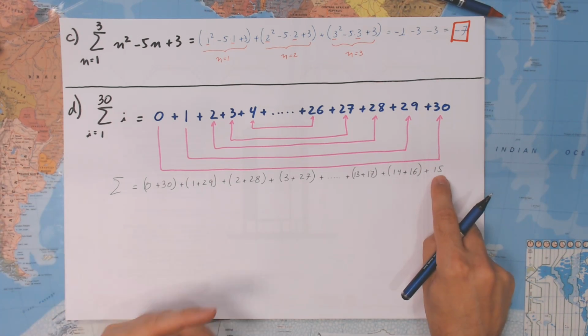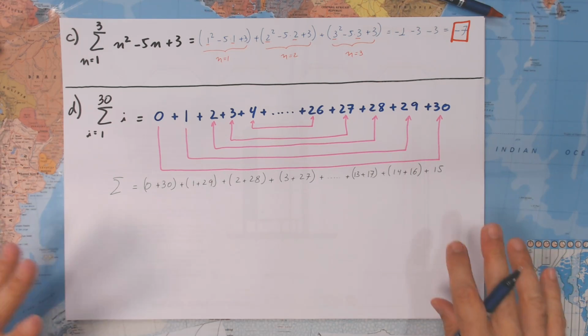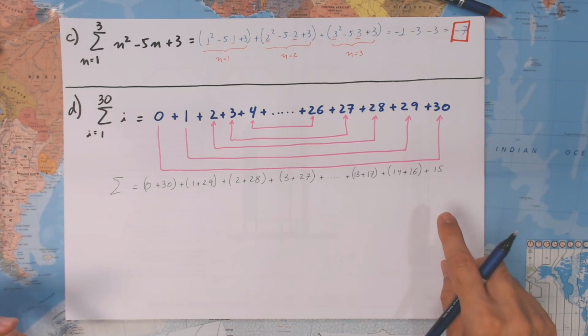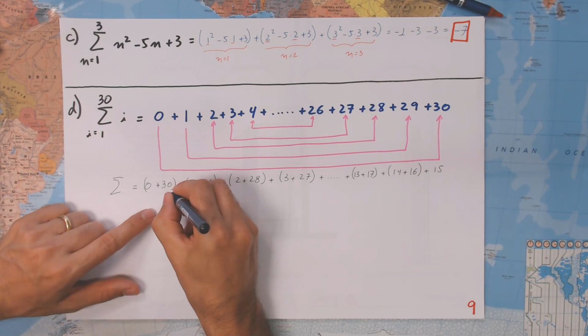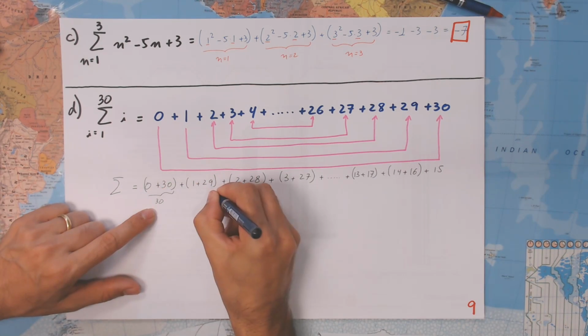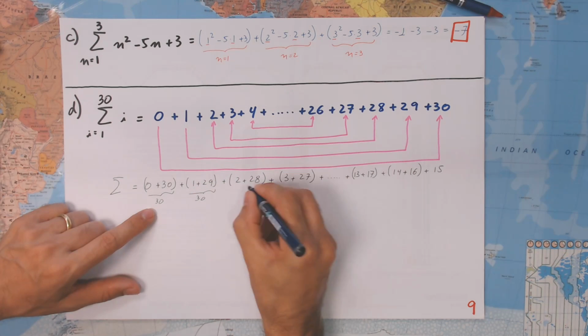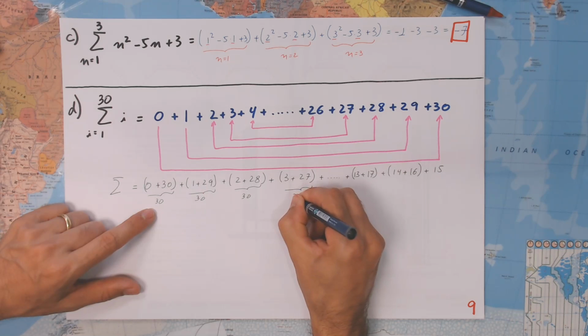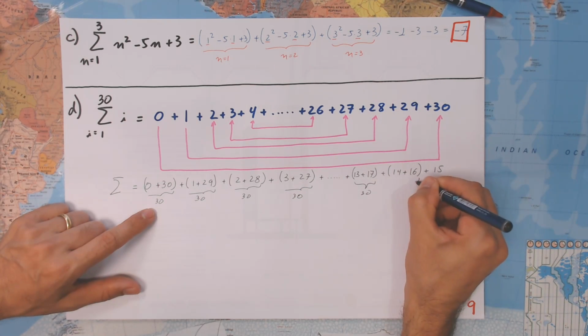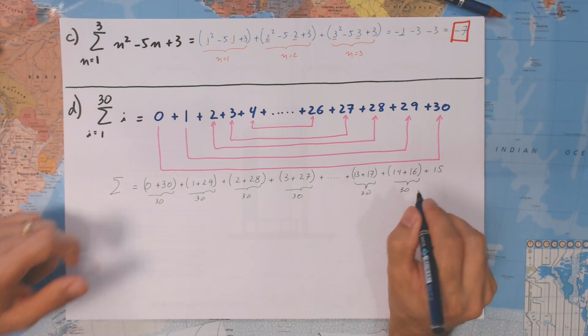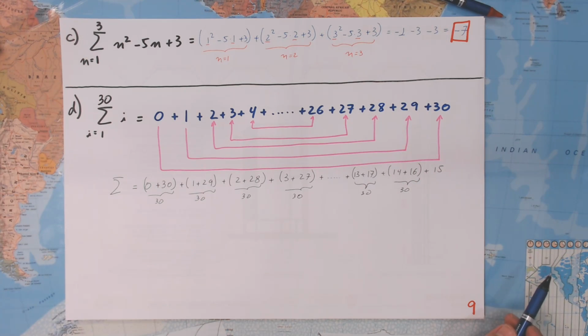We can put 15 plus 15. Remember, we're trying to make something simple. Okay, now this is 30, this is also 30, this is 30, and so on. Okay, 30, 30, 30. How many 30s do we have?